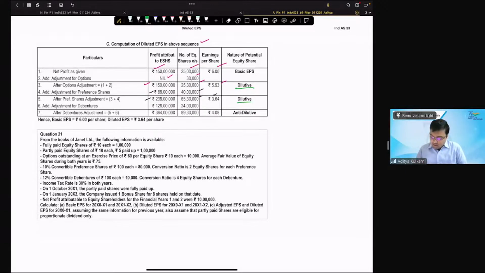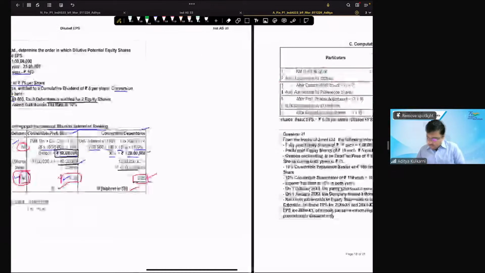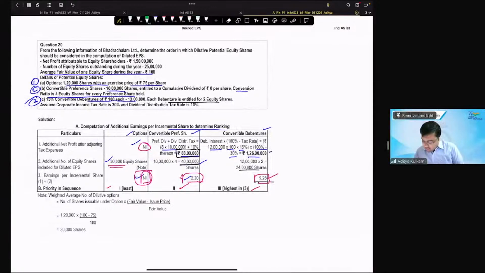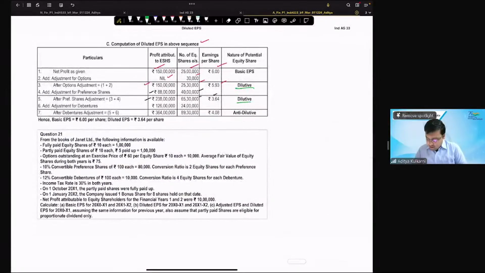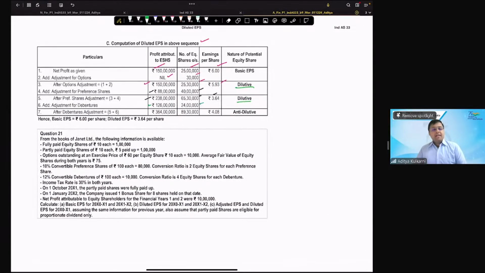Next, we move on to adjustment for debentures. 1.26 crores is what we had computed as addition to the profits, and 24 lakhs is the additional number of equity shares. So 1.26 crore, 24 lakhs.